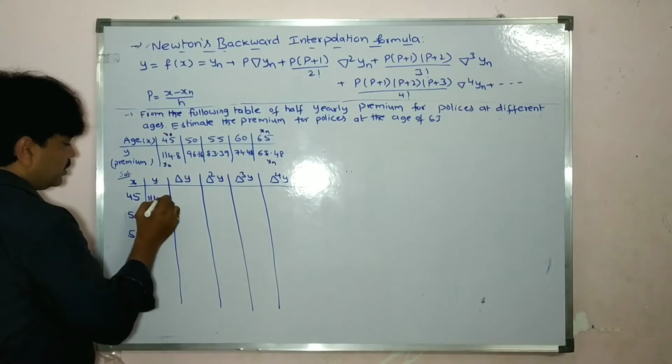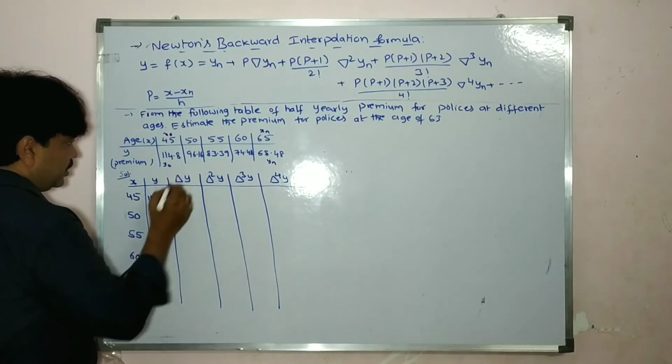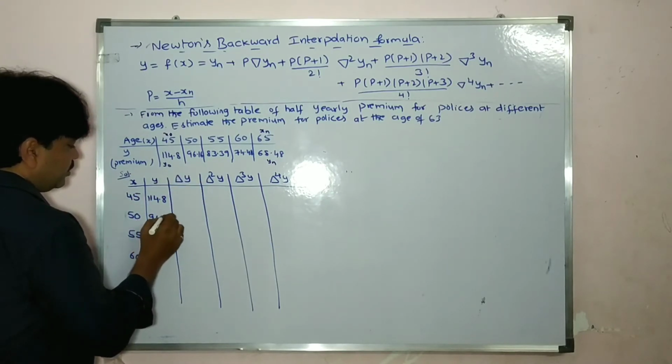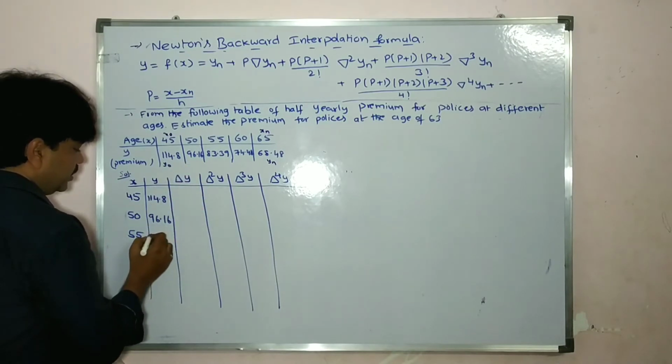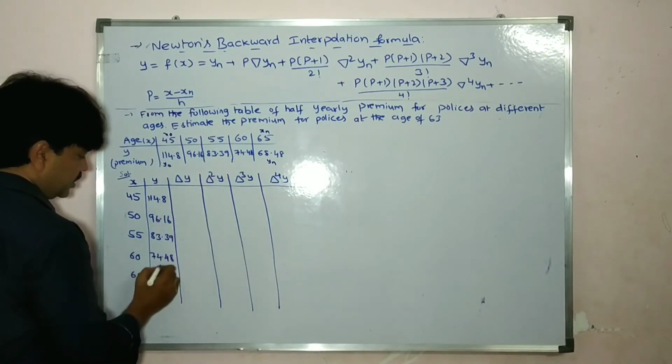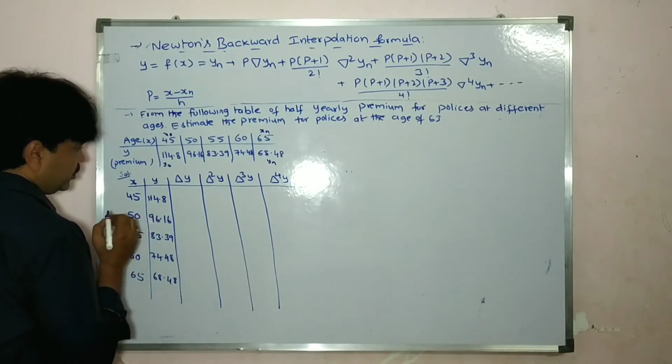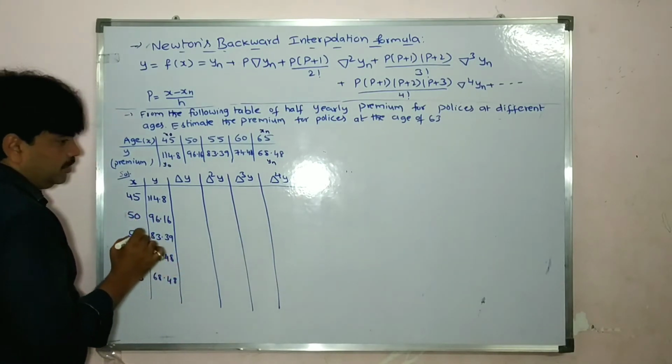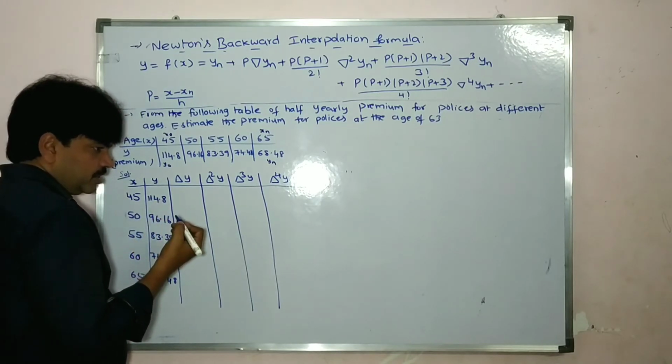And the y values are 114.8, 96.16, 83.39, 74.48, 68.48. Now, what is the forward interpolation formula, students?